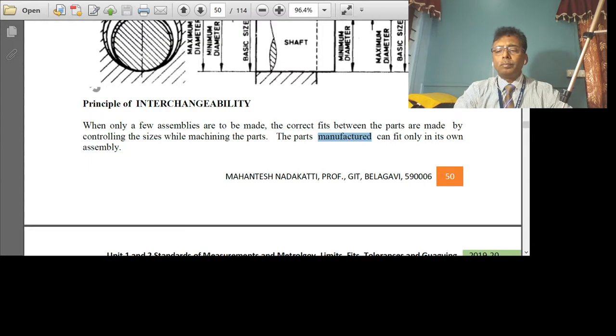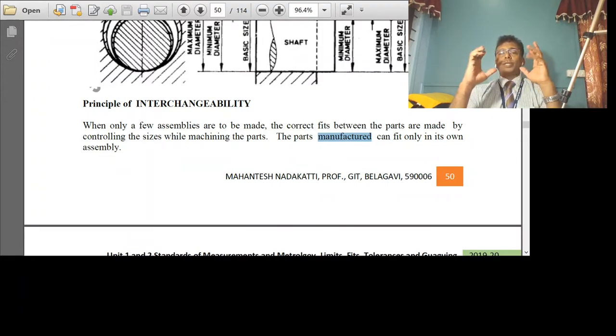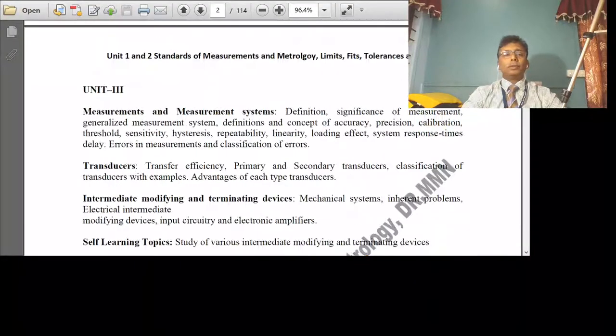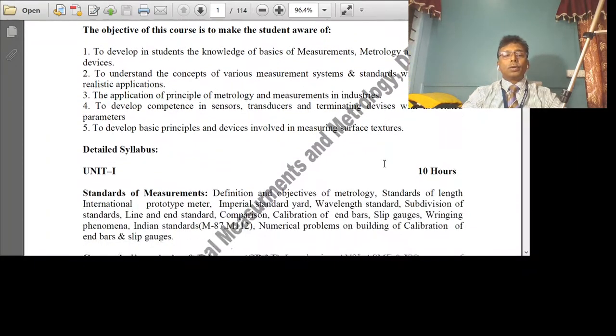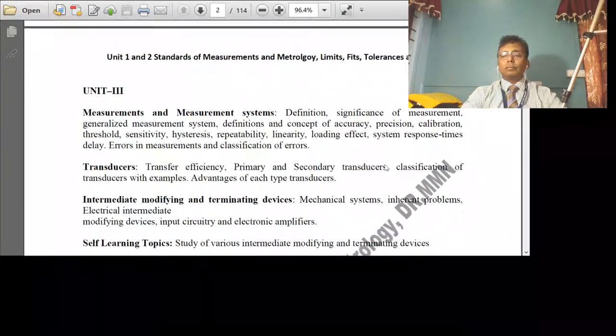This is a question paper from December 2014 to January 2015. This is a December-January 2015 question paper. In this, first question: define metrology, state and explain objectives of metrology. I think we have already defined what metrology is, what the importance is, what the objectives of metrology are. If you wish, I can just go through this PDF file, have a look, what is metrology, what are the objectives. Just a minute.